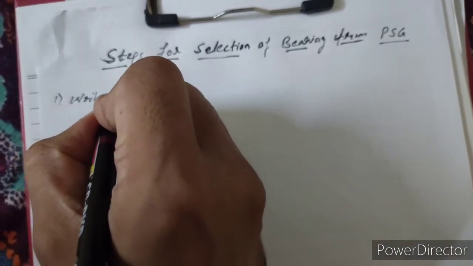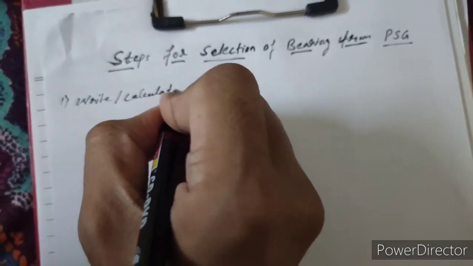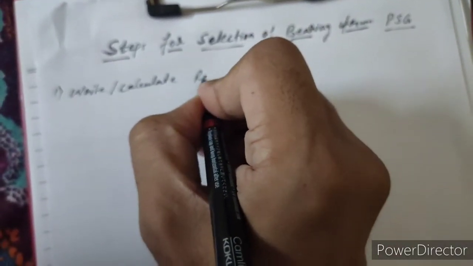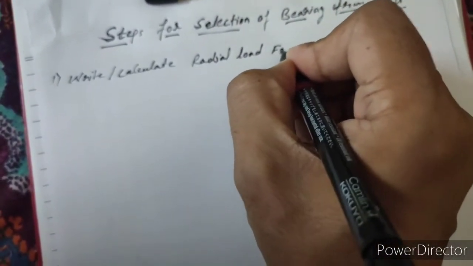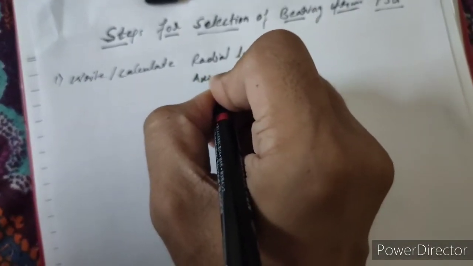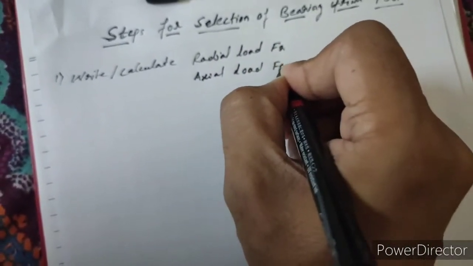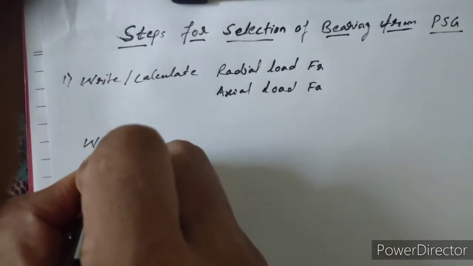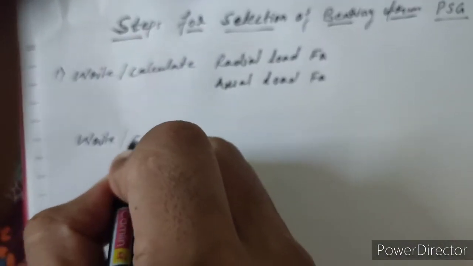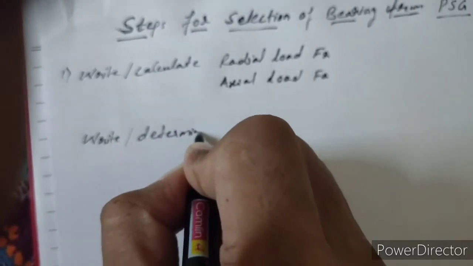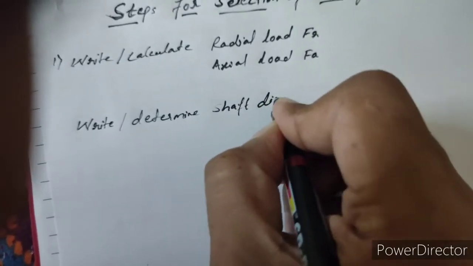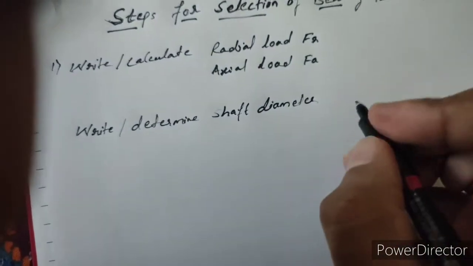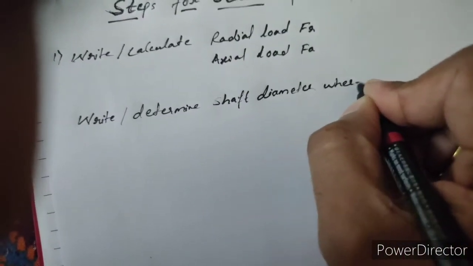We have to calculate our radial load, which is Fr, and axial load, which is Fa. Then we have to determine our shaft diameter where our bearing is to be fitted. This is the first step for bearing selection.